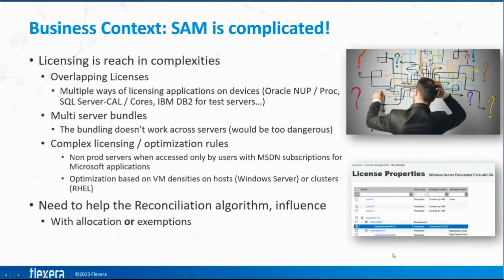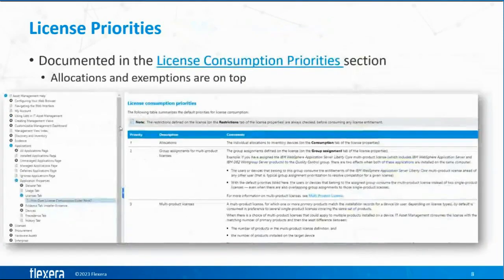So when you allocate a device to a license, you make a priority for this license to cover this device for the applications which are in the scope of the license. That's the first way to put the context. So it relates to a more complex topic that I will not fully address today, but you will see there is a full logic of license consumption priorities. So best is to open the doc.